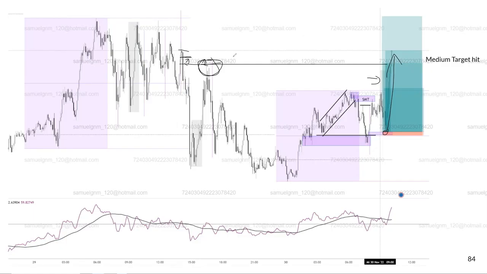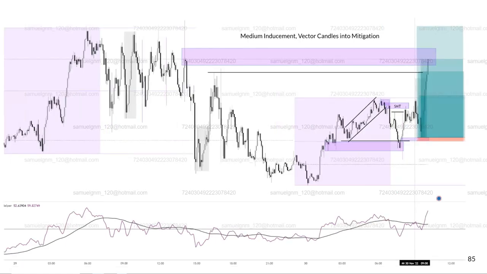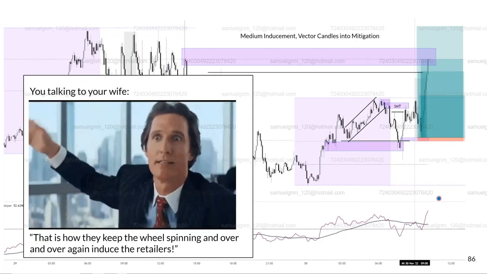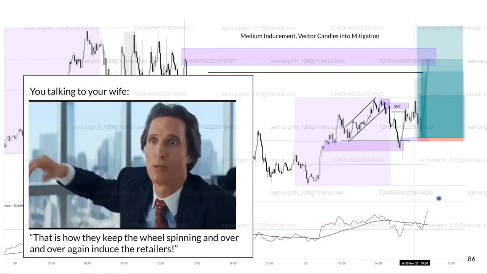Imbalances. Oh, vector candle into mitigation. Oh, after taking out a medium target, what should you ask yourself? Medium inducement, vector candles into mitigation. Again, think about the picture we had earlier with Wolf of Wall Street, Jordan Belfort talking to whom, right? You know this guy, absolute legend.